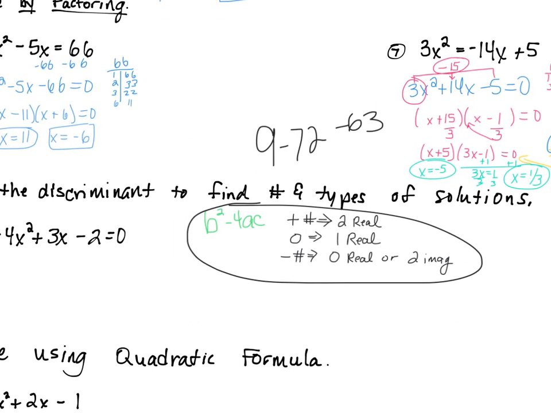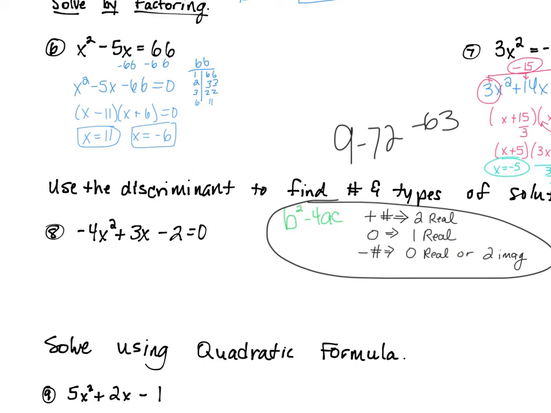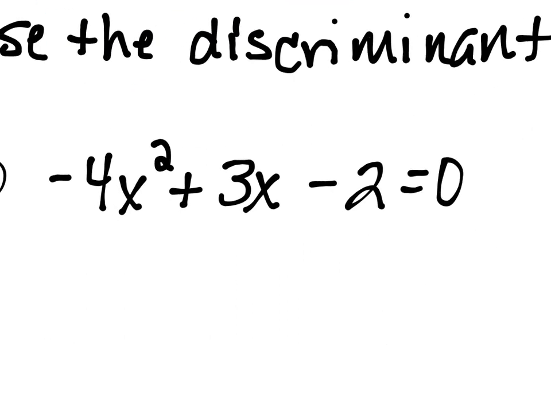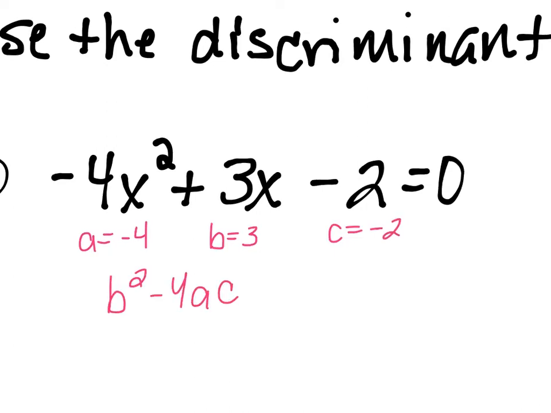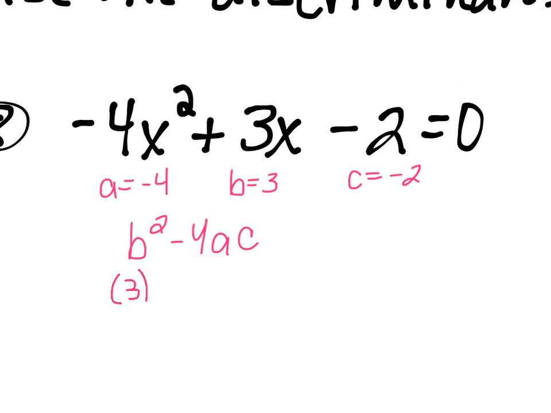So if you are asked to determine the types and number of solutions, use the discriminant. What is my A term here? -4. What is my B term? What is my C term? -2. So my discriminant is B squared minus 4AC. Put everything in parentheses. 3 squared minus 4 times, what's A? -4 times -2.